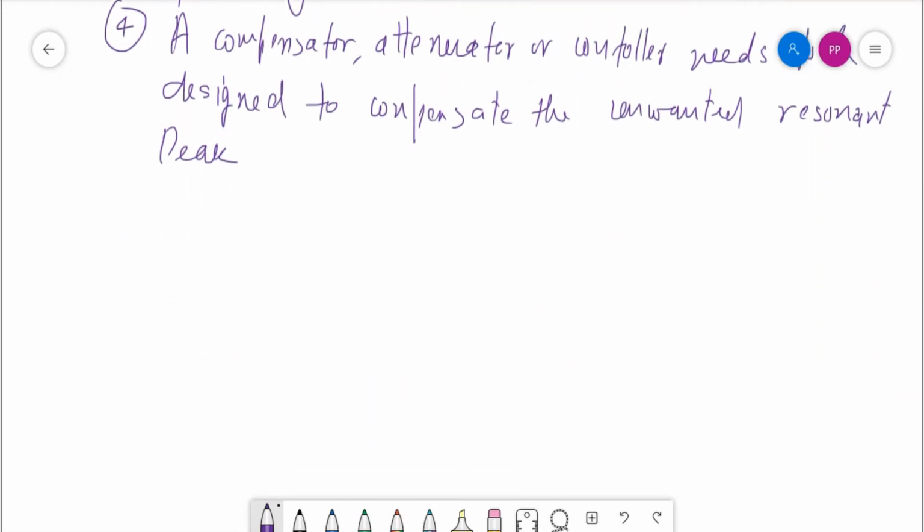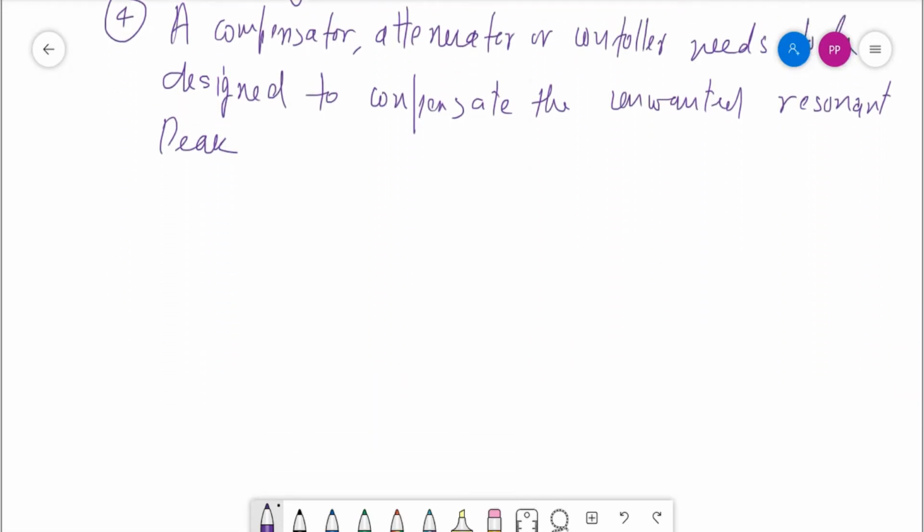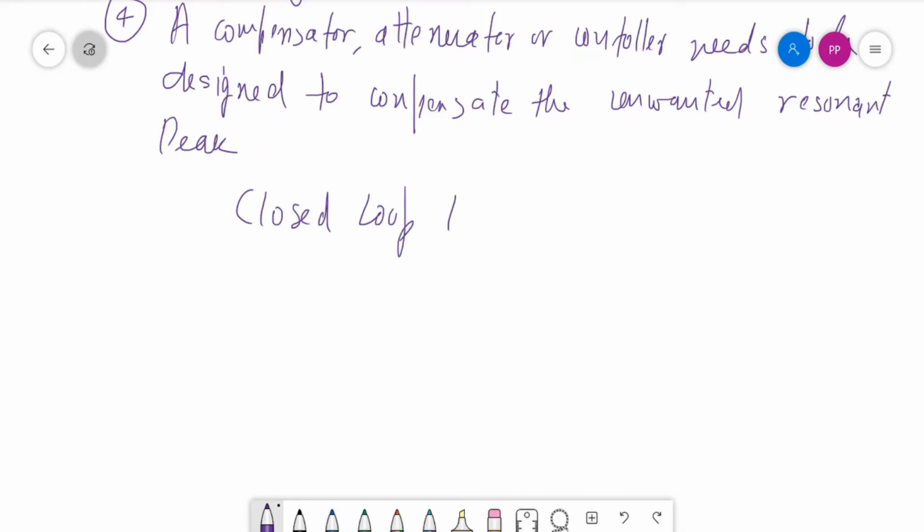So let us study the closed loop transfer function.